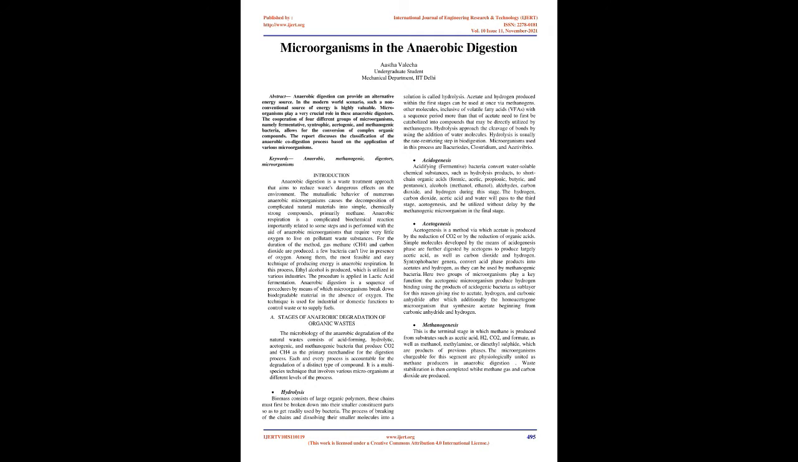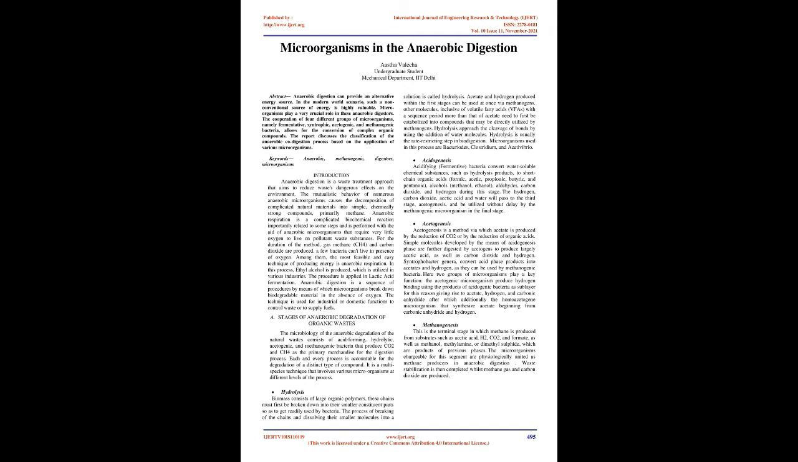Acidogenesis. Acidifying, fermentative bacteria convert water-soluble chemical substances, such as hydrolysis products, to short-chain organic acids, formic, acetic, propionic, butyric, and pentanoic, alcohols, methanol, ethanol, aldehydes, carbon dioxide, and hydrogen during this stage. The hydrogen, carbon dioxide, acetic acid, and water will pass to the third stage, acetogenesis, and be utilized without delay by the methanogenic microorganism in the final stage.